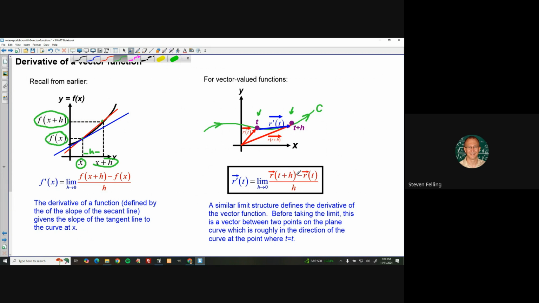Right? So geometrically, what is this subtraction? This is like taking the t plus h vector and then taking the r vector and negating it and adding it onto the end.